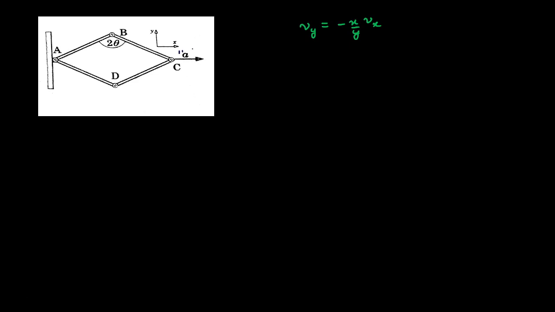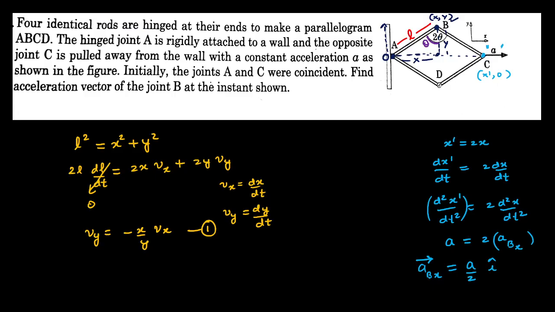Suppose this point C is moving with an acceleration a, we know that point B is moving to the right with an acceleration a by 2. They have given in the question that initially points A and C were coincident. If A and C are coincident, then x, which we are defining as the x coordinate of point B, was 0 initially, and it is undergoing constant acceleration towards the right hand side.